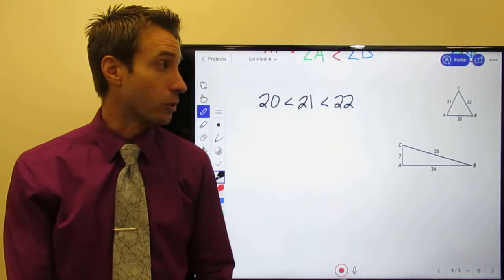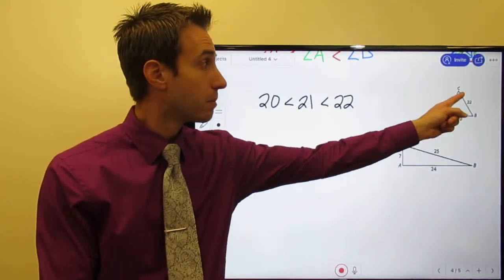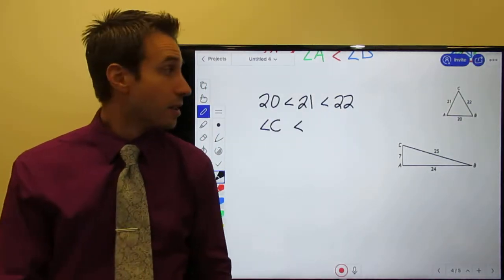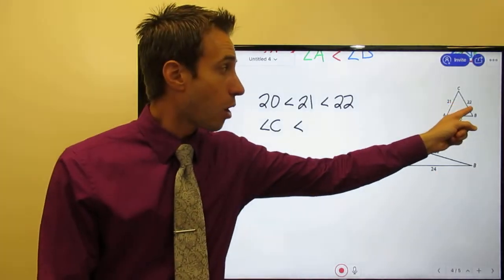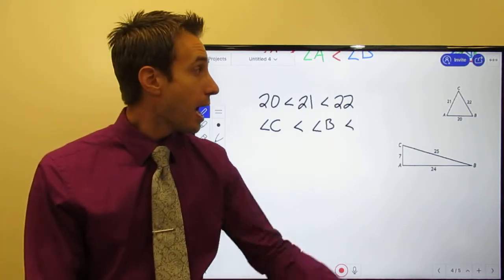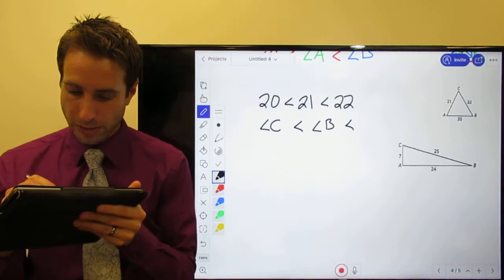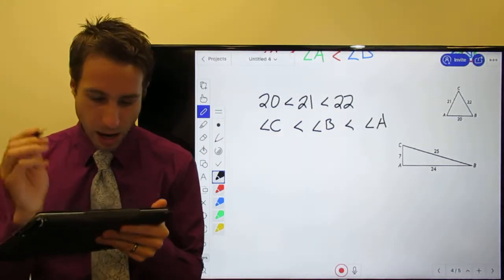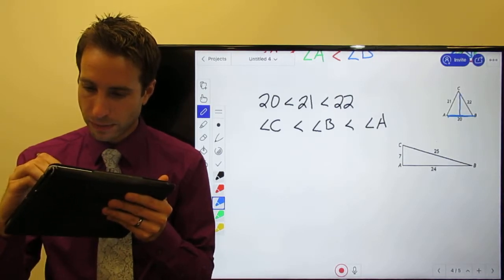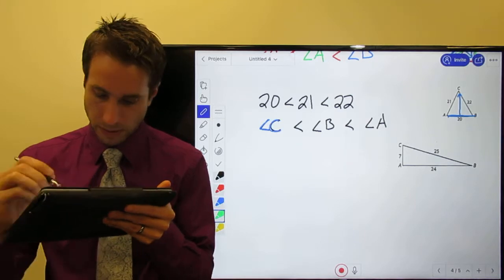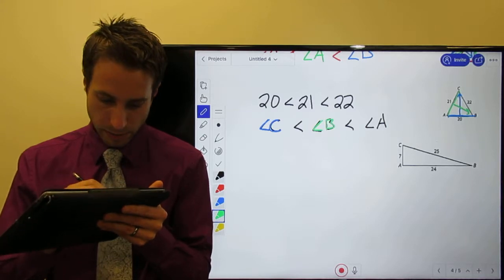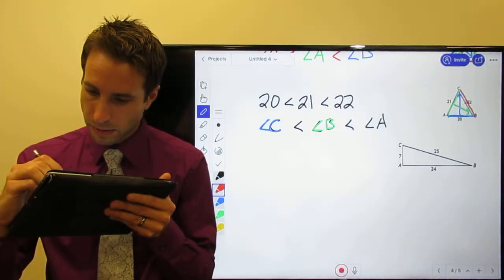Now, the angles. Smallest side, smallest angle. So, angle C. Next small side, 21. So, opposite it is B. And 22, so my biggest angle is going to be A. If you wanted to, you certainly could. I apologize, I should have color-coded that. Angle C. Angle B. Angle A.